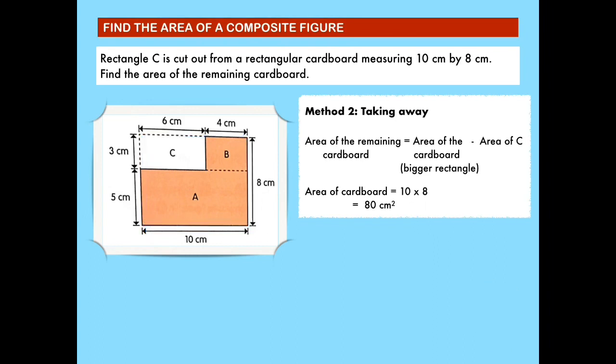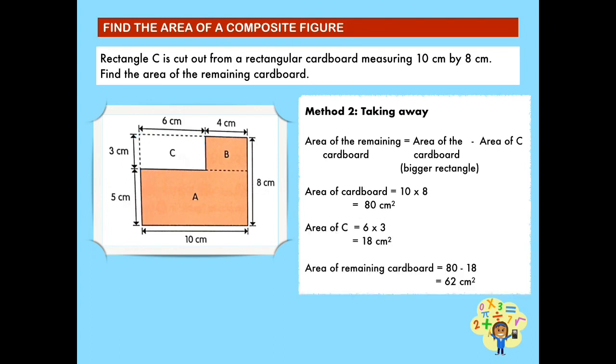Next, let's get the area of rectangle C. To get the area of rectangle C, we multiply its breadth and length, which is 6 and 3. 6 multiplied by 3 is 18 square centimeters. The area of rectangle C is 18 square centimeters.